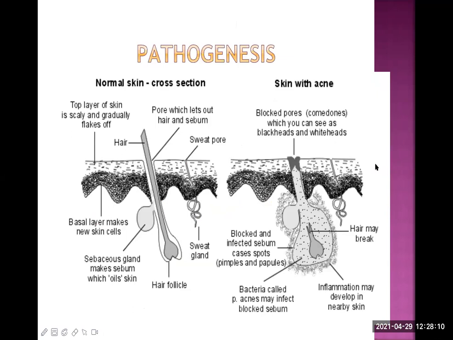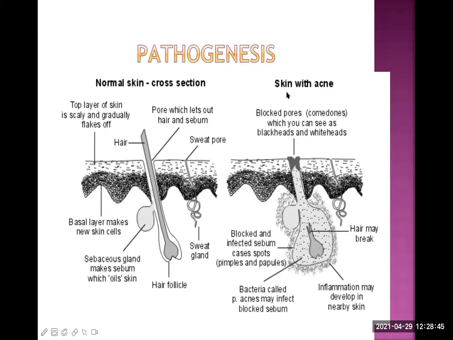Now, see the picture again. See here, this is the normal skin, a cross section of the normal skin. Here is hair. This is known as hair follicle. Here is a sebaceous gland, isn't it? And here is the sweat gland. This is the dermis, and here is the epidermis. This is the basal layer, and this whole area is called epidermis. You all know that. The top layer of the skin is scaly and gradually flakes off. This is known as stratum corneum. And so many other layers are there. This is the normal structure.